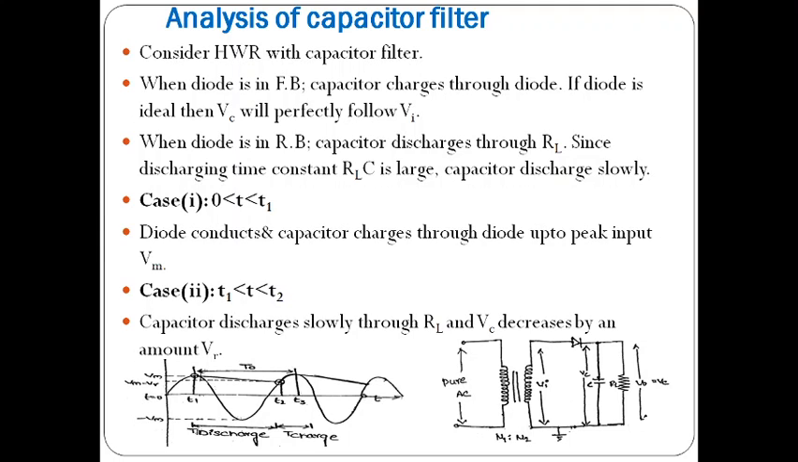After charging up to Vm, what happens? Now I am considering the second case, T1 to T2. Now my capacitor discharges slowly.